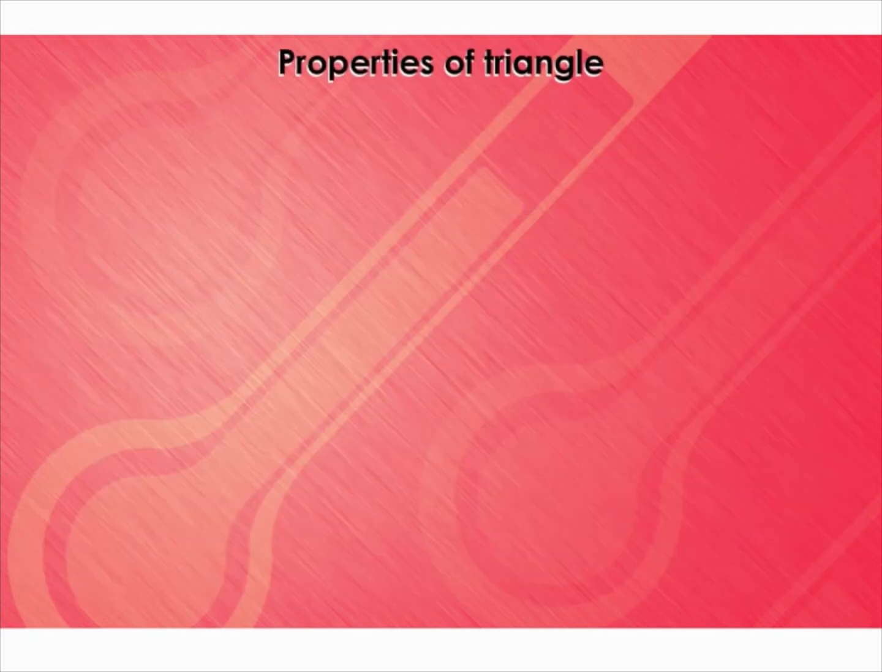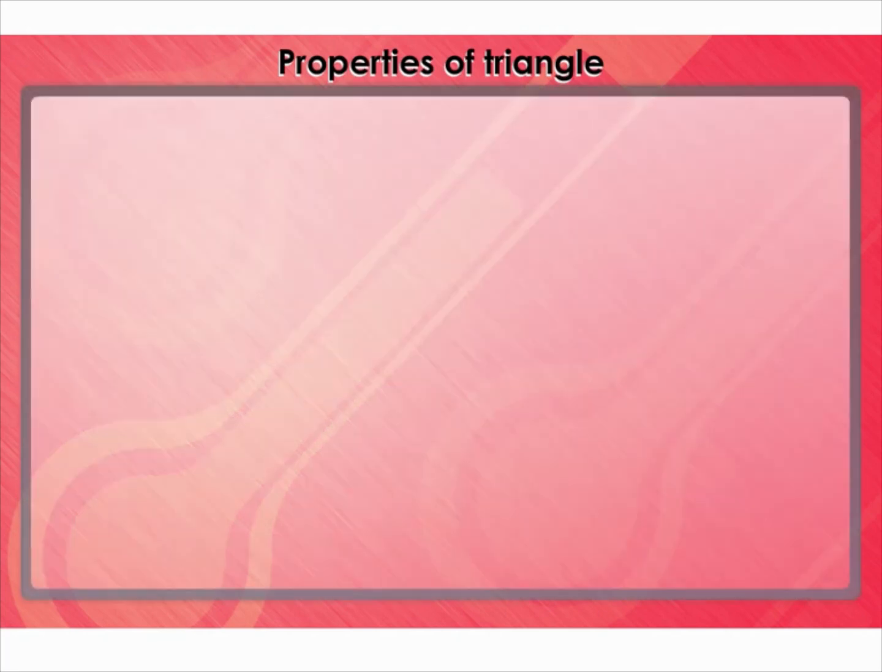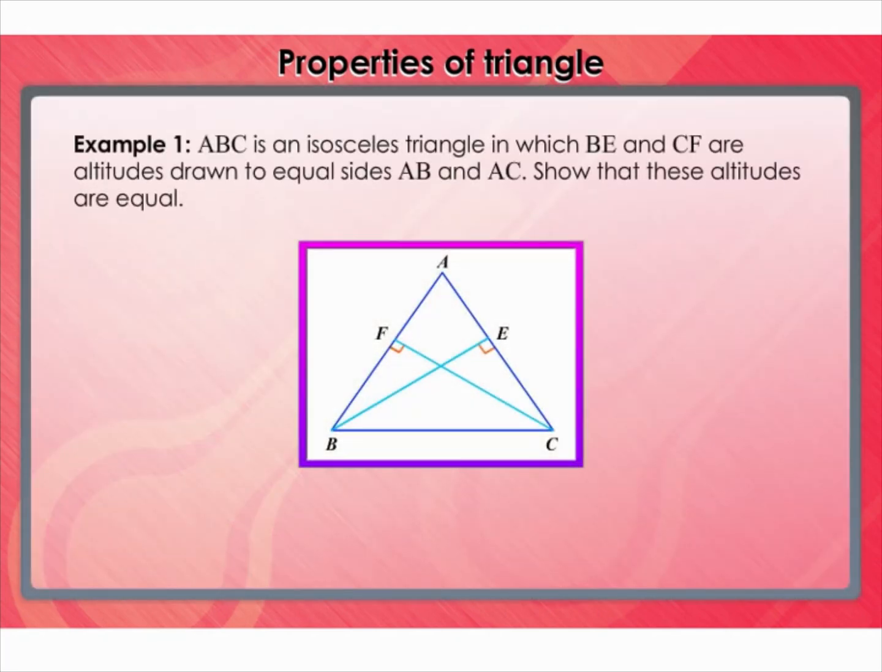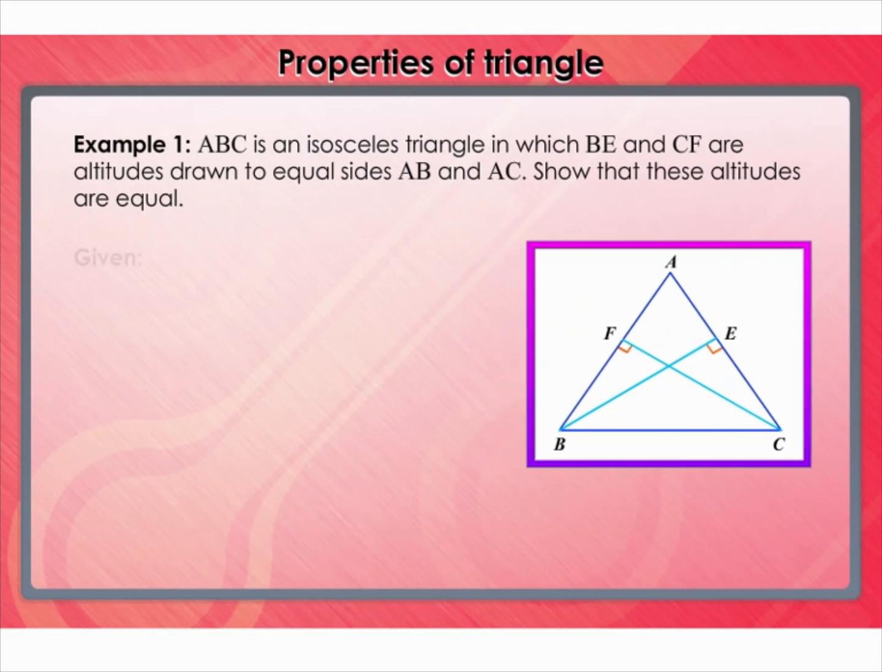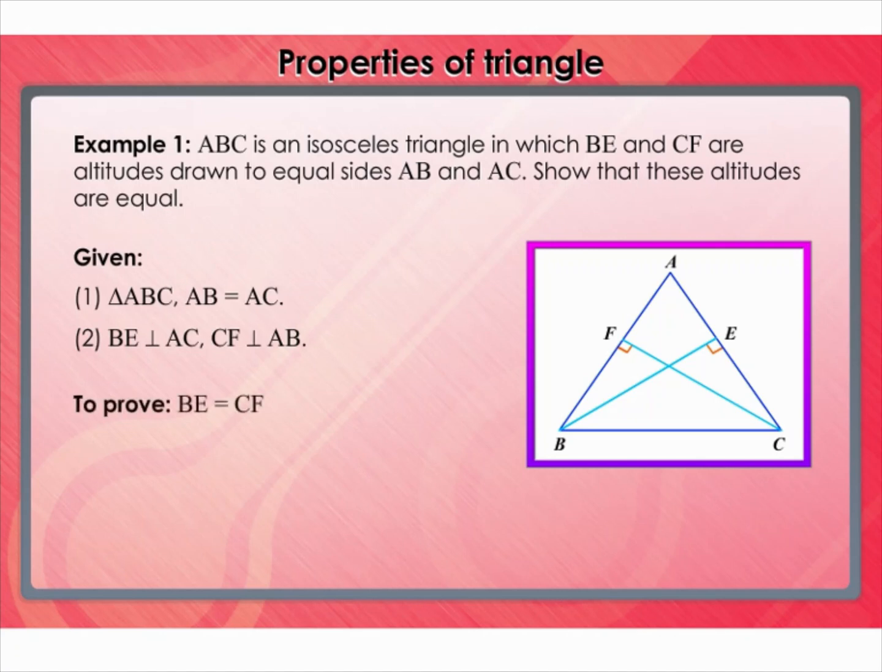Here we see a few examples of properties of triangles. ABC is an isosceles triangle in which BE and CF are altitudes drawn to equal sides, AB and AC. Show that these altitudes are equal. In triangle ABC, AB is equal to AC. BE is perpendicular to AC. CF is perpendicular to AB. We need to prove BE is equal to CF.